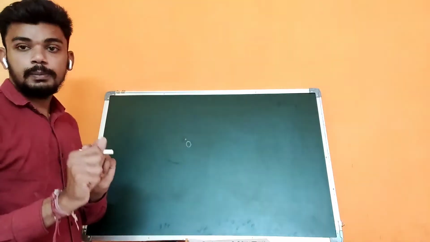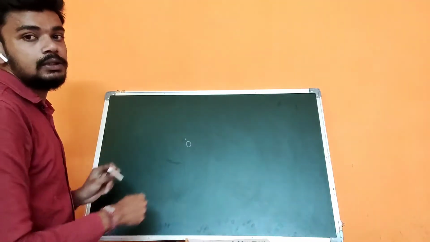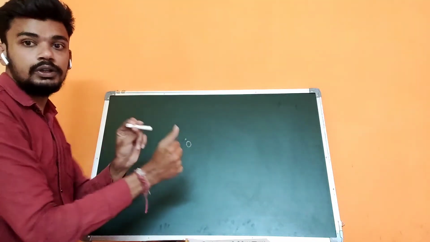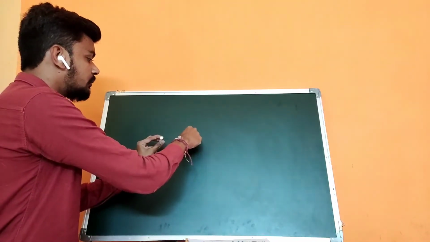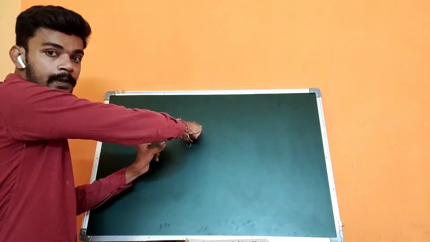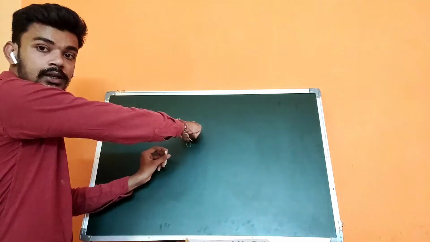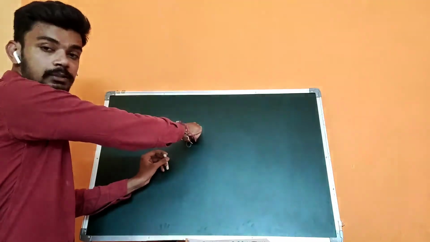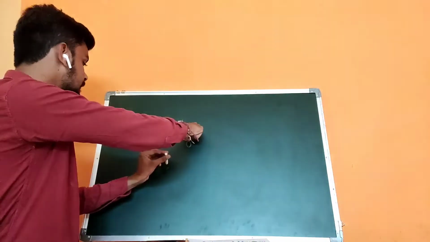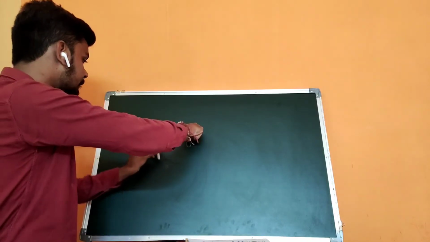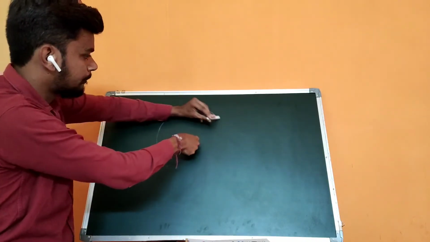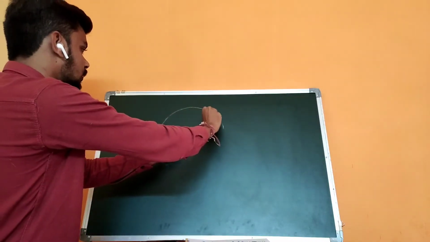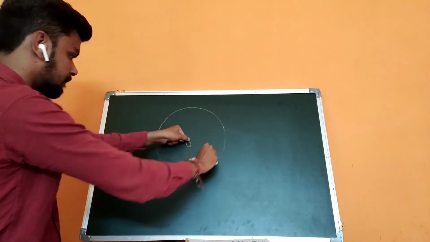Say for example this end is my pointer. So this end is my pointer of the compass. I put it over here on the O. And this would be my pencil. Then what I have to do, I have to drag the pencil like that, so it will make a circle.